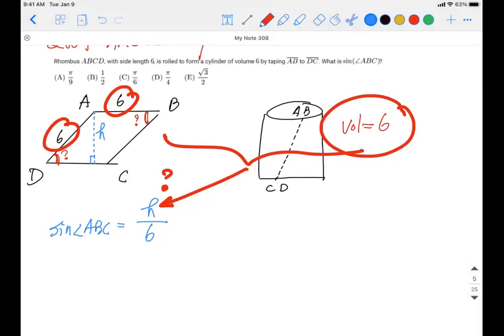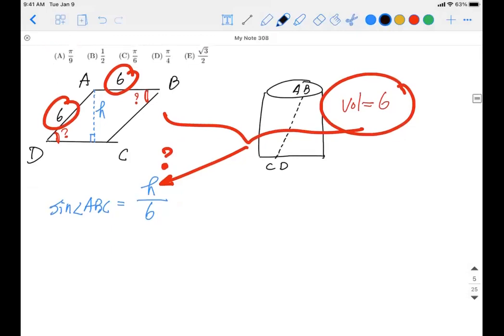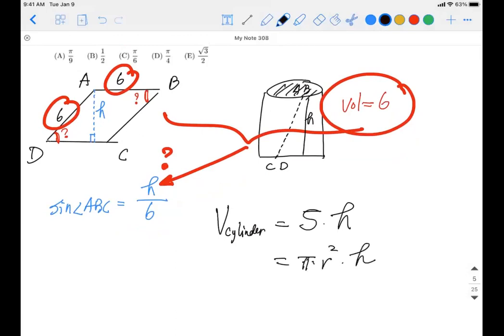So what you're gonna do is you're basically gonna do the problem like this. After you roll the shape, the H keeps the same. H doesn't change. So the volume of the cylinder is gonna be what? Equals S times H. S is the area of the bottom times H. So what is S? Pi r squared H.